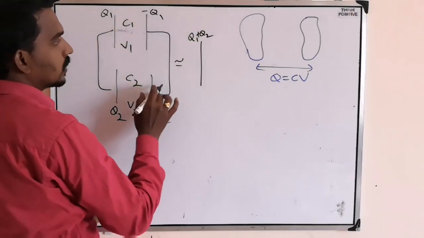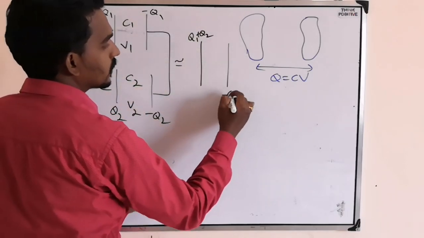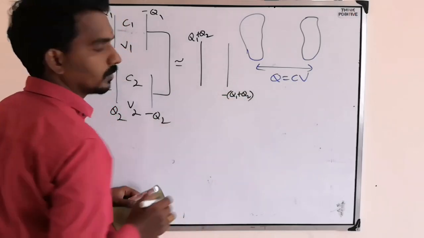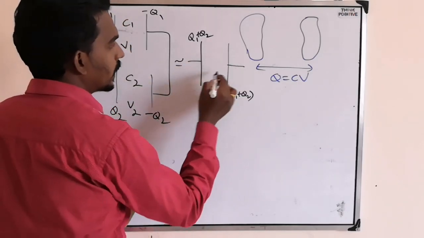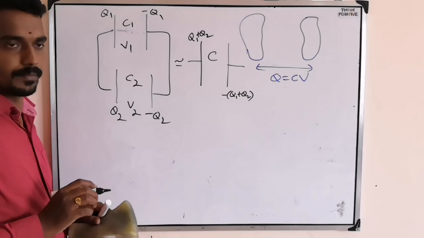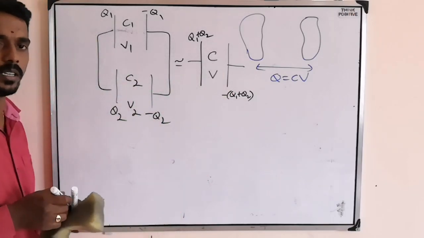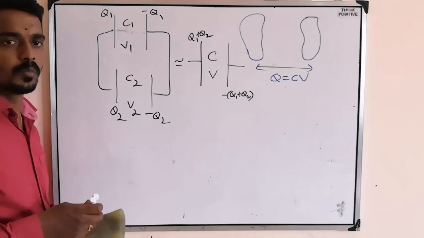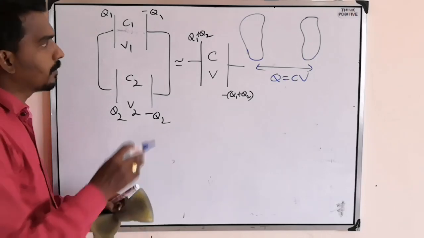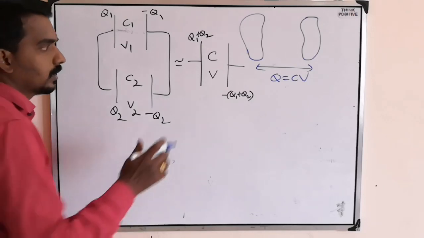What is the total charge on this one? It will become Q1 plus Q2. Now the net capacitance you consider C and the new potential difference you consider V. The common potential must be the same because they are connected to each other.